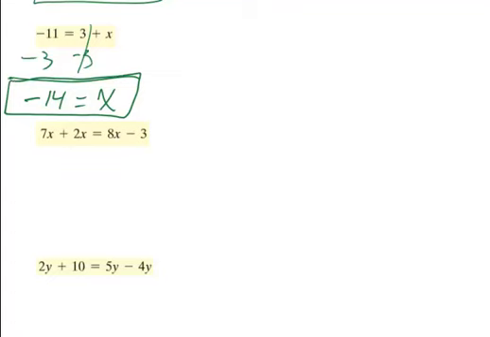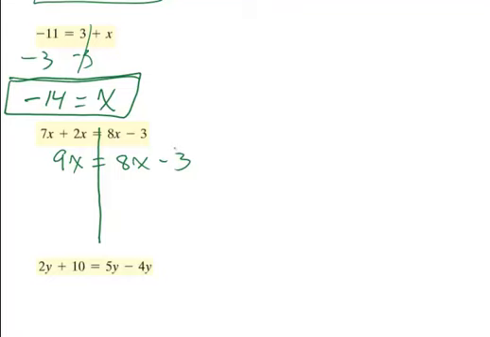In the next problem, the first thing I notice is that I have multiple x's. So on the same side of the equal sign, I want to combine my like terms. I'm going to draw a line going down like this, just to let me know that I have two sides here. 7x plus 2x is going to give me a 9x equals 8x minus 3.